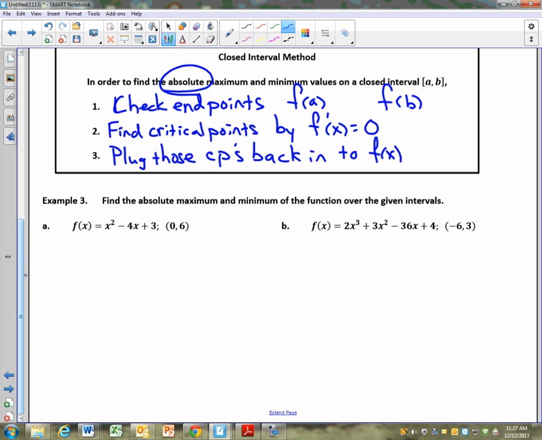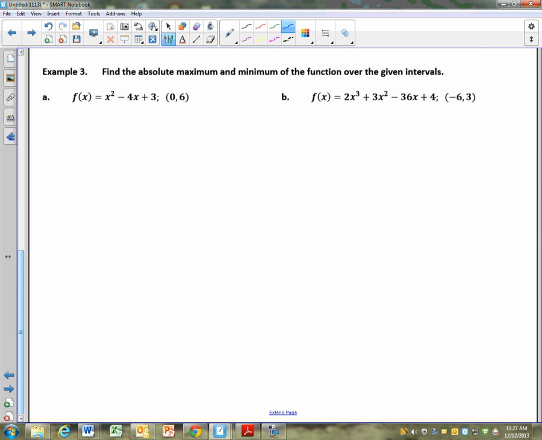So we're finding the absolute maximum and minimum of the given function over the interval. We've got x squared minus 4x plus 3. That's our function. Let's first test the endpoints. I have endpoints of 0 and 6. How do we test to see what the function is at those spots? Plug them in. f of 0 is 3. f of 6 is 36 minus 24 plus 3, which is 15, right?